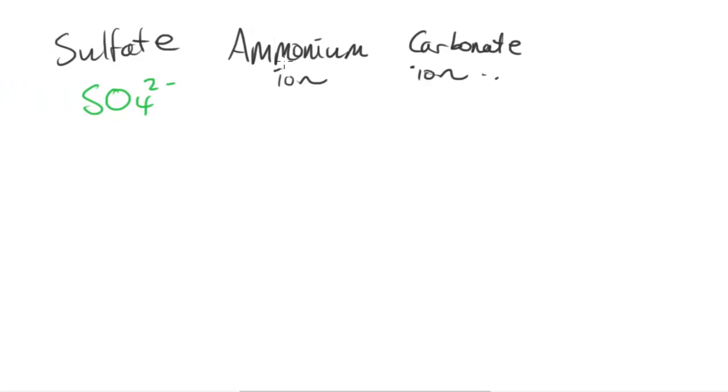Then we have the ammonium ion, which is basically ammonia, NH3, which has accepted a hydrogen ion, so it's accepted a proton and become NH4 plus. That's what an ammonium ion is, NH4 plus.